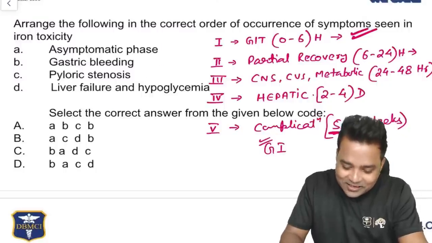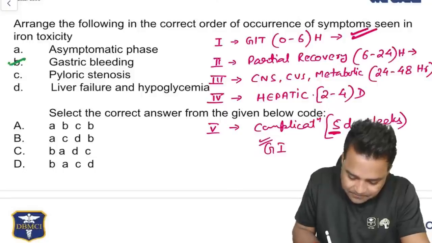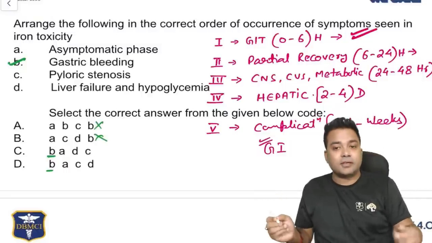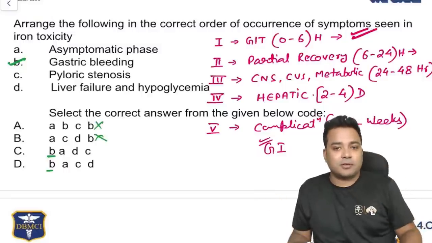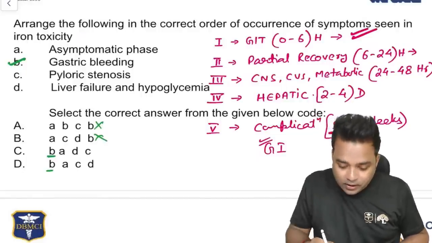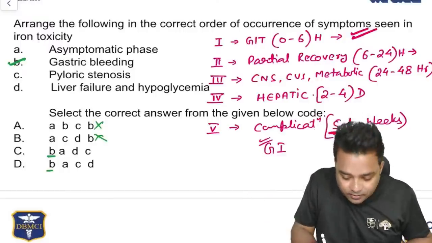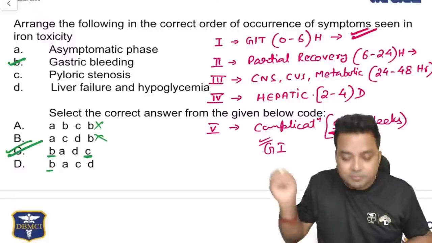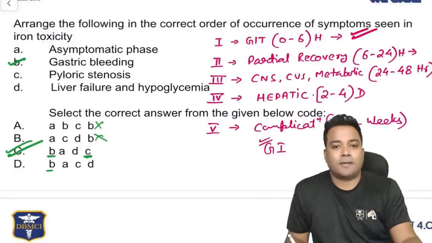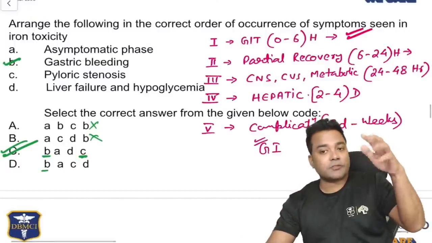here the option is like this, yes, B is first. The moment you see B is first, now you have ruled out two options, isn't it? They are also marvelous questions. They are also bonus questions. You will be in a position to solve the question. And the moment you see GI complications is the last thing to happen, I will mark C as my answer of choice, even with 50% knowledge. And we know the correct sequence. So remember the correct sequence and remember the antidote, deferoxamine mesylate.